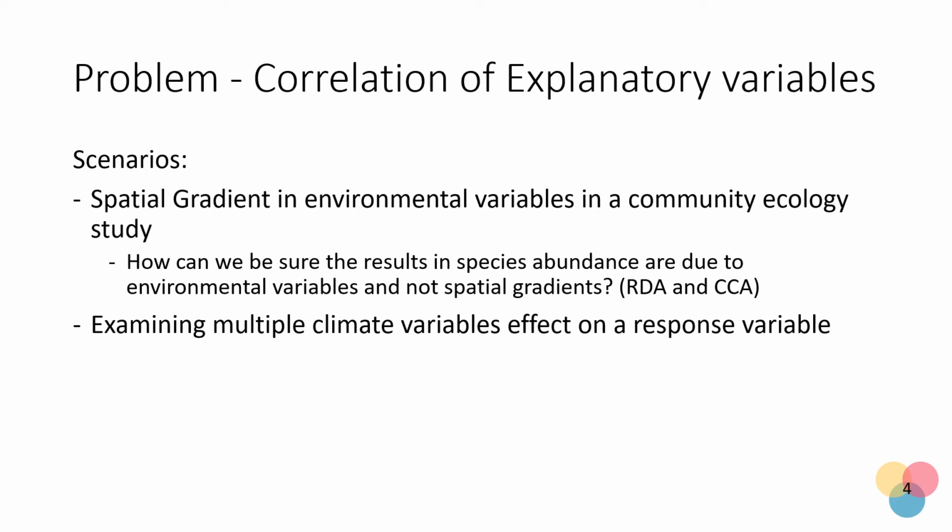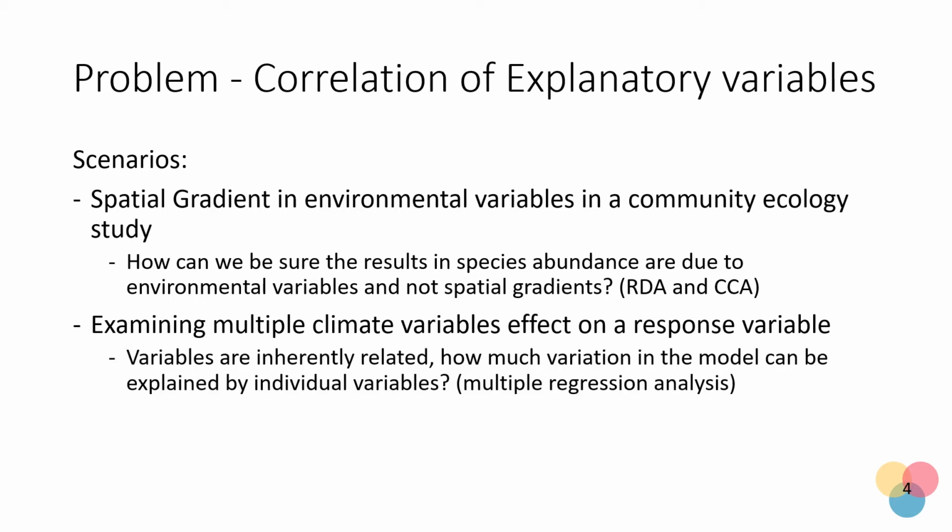Also, for the univariate case, you might be trying to examine how multiple climate variables affect a single response variable. But these climatic variables are inherently related, and this is useful for any linear regression where you have explanatory variables that are likely related, and it's difficult to see how much variation in the model is explained by the individual variables, whether these variables are overlapping because of multicollinearity, or they have unique variance that isn't explained by other variables. It's hard to say this without this type of method.